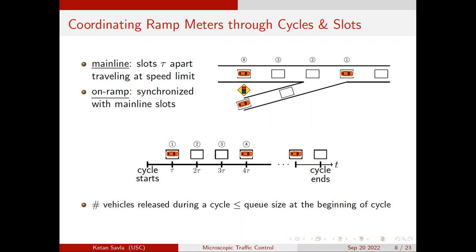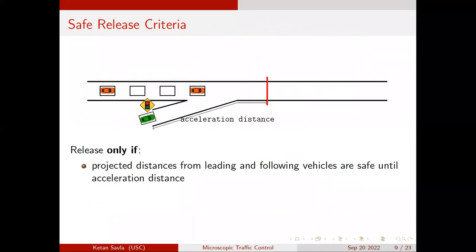But this cycle is going to be a common notion in the policies that we're going to discuss today. Okay, so that's a common architecture. And the other is, because of this quantization induced by the slots, we have to slightly refine our release criterion into the slots. And so let me clarify the release criteria.